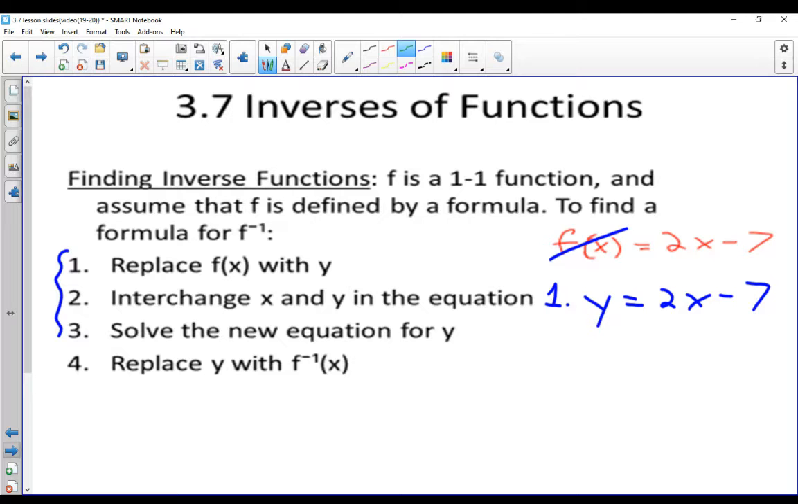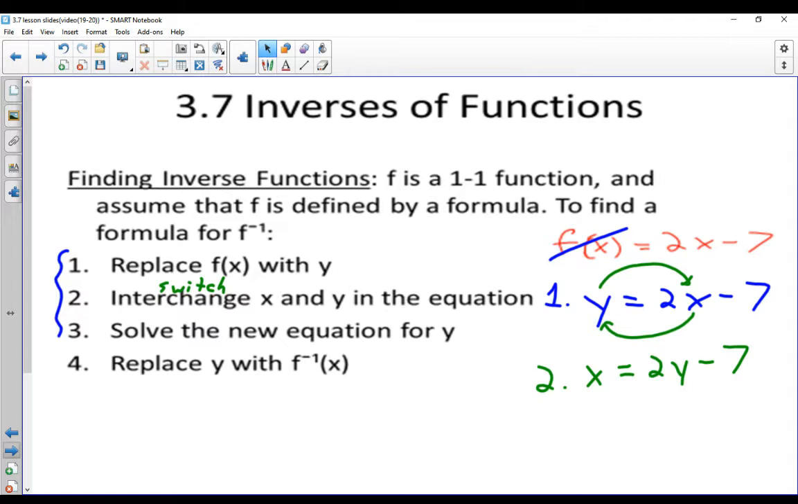Step 2 says to interchange or switch the x and y in the equation. In other words, take your y and your x and make them switch places. So then you would have x equals 2y minus 7. And then step 3 says solve your new equation.